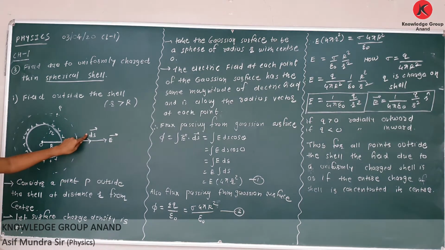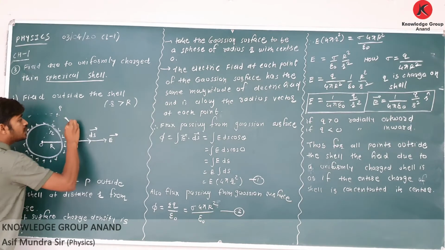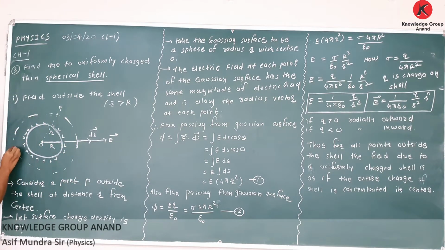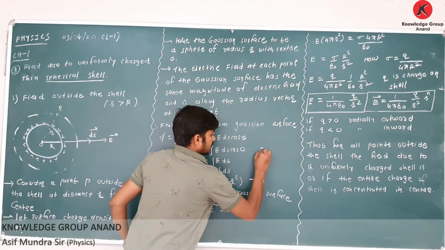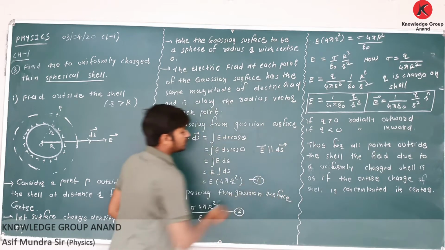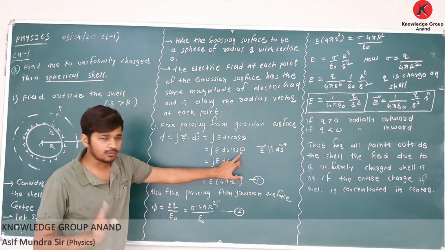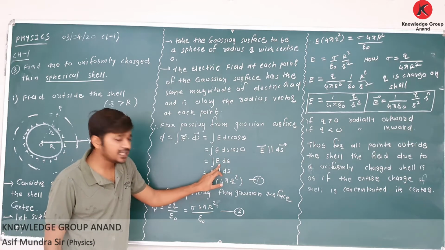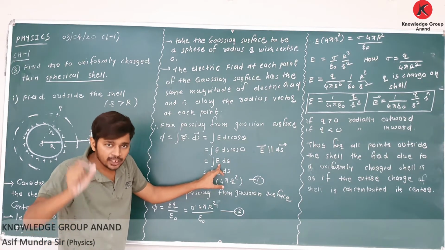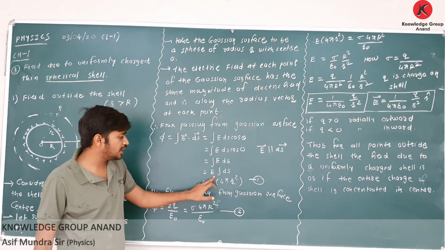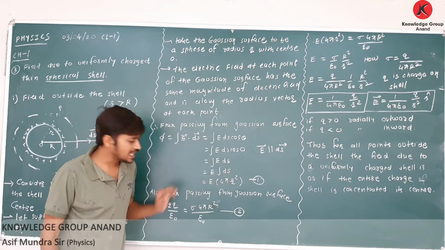E and ds are parallel to each other, which means the angle between them is 0. Students, this is right for each and every element on the surface. If you take an element at any point, the angle between E and ds will be 0 because they are parallel. Cos 0 is 1, so it is the integral of E ds. Again, the electric field at each and every point on the Gaussian surface is the same, so it comes out of the integration. So it is E times the integral of ds.